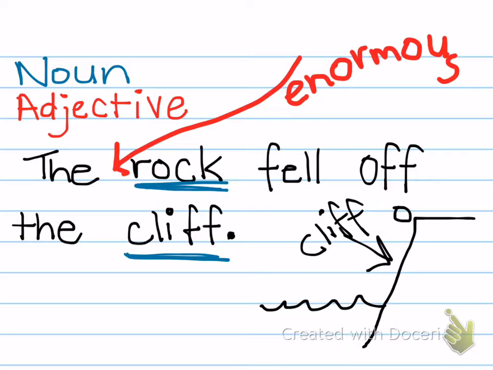The enormous rock fell off the cliff. I don't know if I need to add another adjective this time. I think I might just add one adjective because this was a really good adjective. And cliff is already a pretty descriptive word, so I don't need to add another description. The enormous rock fell off the cliff. That's a pretty good sentence.